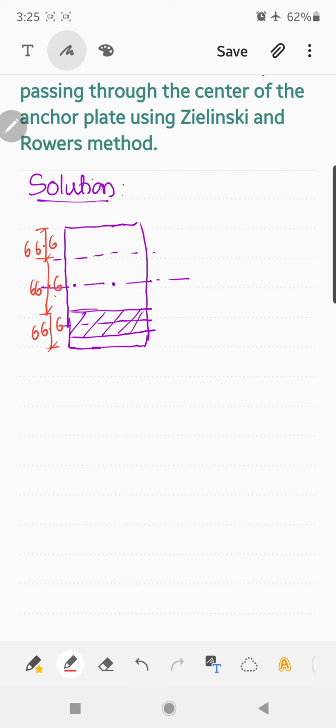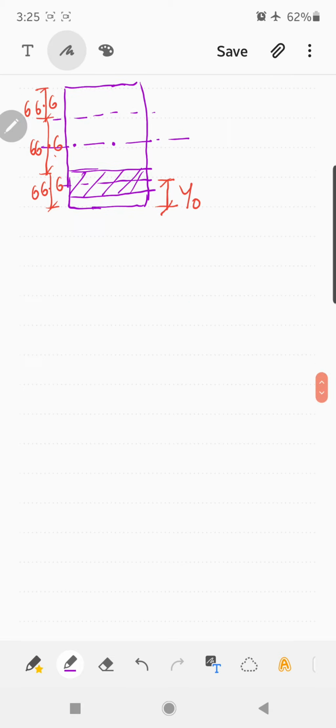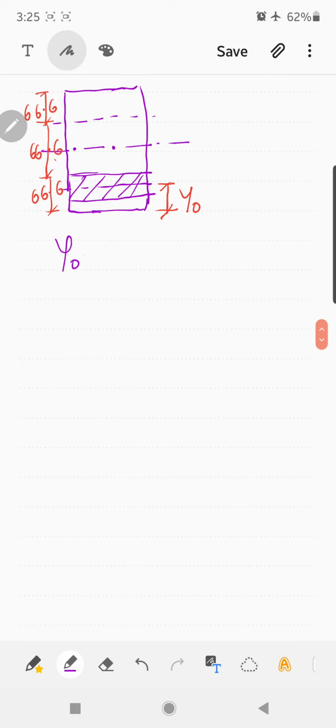Right. Now your y naught is the center of this anchor plate from the bottom. So this is the y naught value. Now the y naught value is 66.67. So therefore 2 y naught will be 133.33.